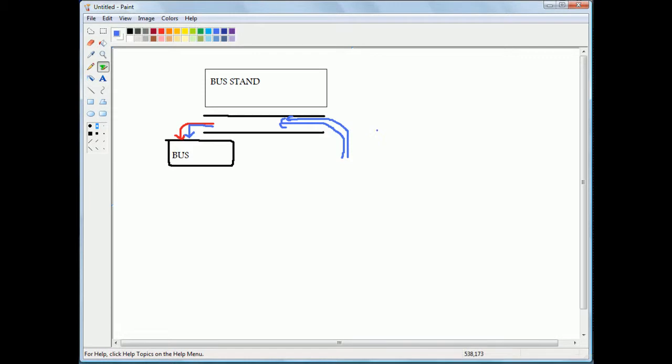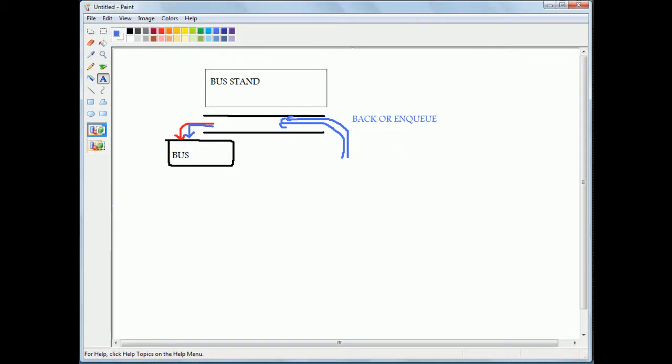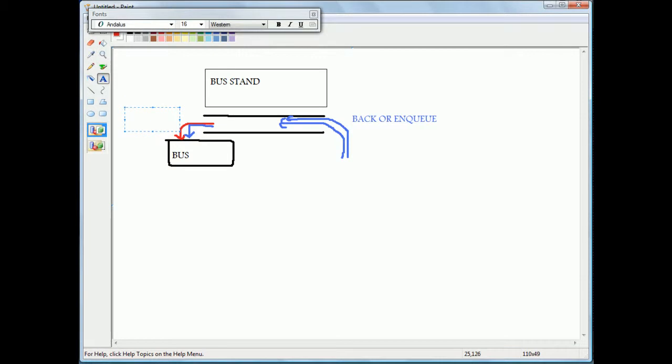Now in data structure, we call this part the back, or we can also say enqueue. And this part is my front part, or we can say it is dequeue.